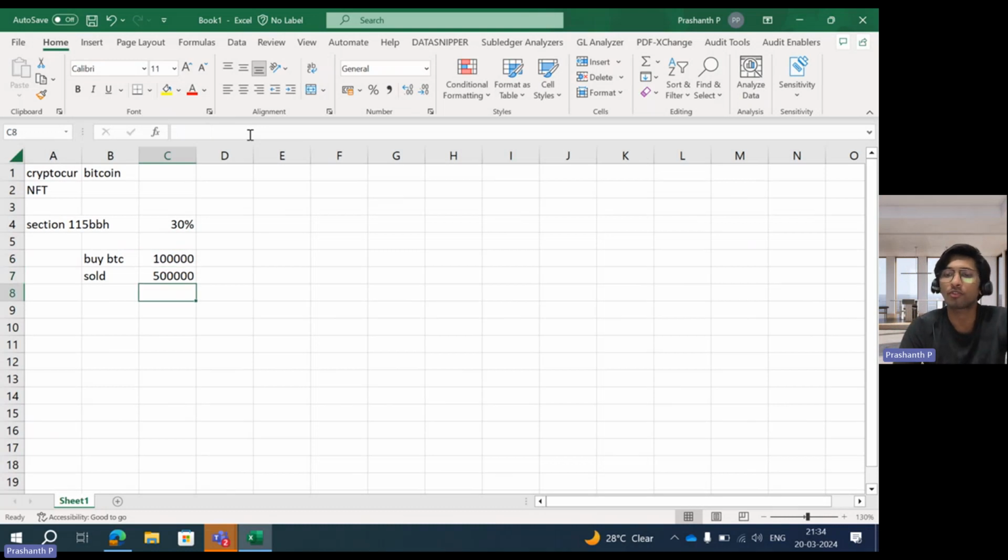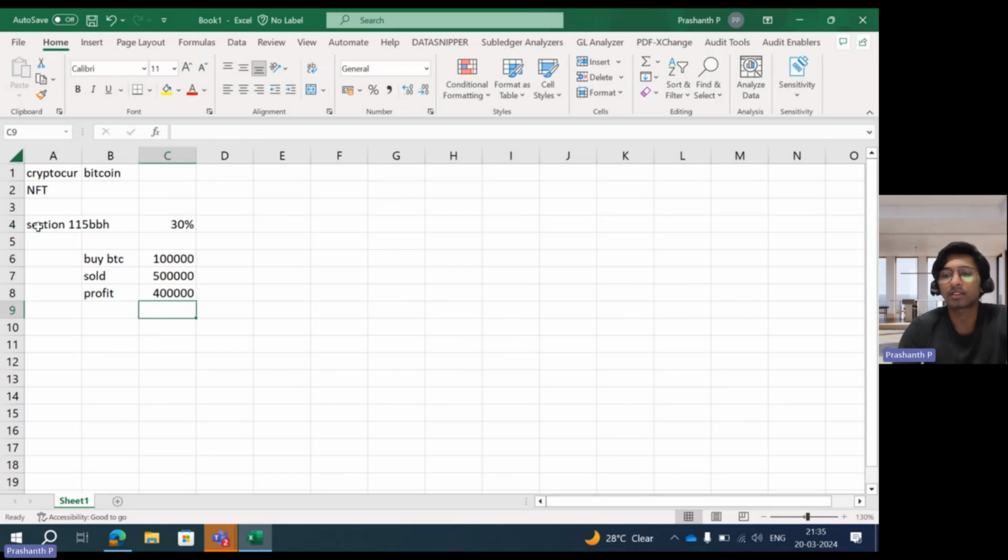So how much is the profit that you earned? 5 lakh minus 1 lakh. You earned a profit of 4 lakh rupees, right? Let me just write it over here, profit. Now, we'll be discussing this income tax treatment with the help of various examples so we can understand it in a much better manner. So we earned a profit of 4 lakh rupees. On this 4 lakh rupees, we will apply section 115 BBH. What does it say? 30% of the profit earned, right?